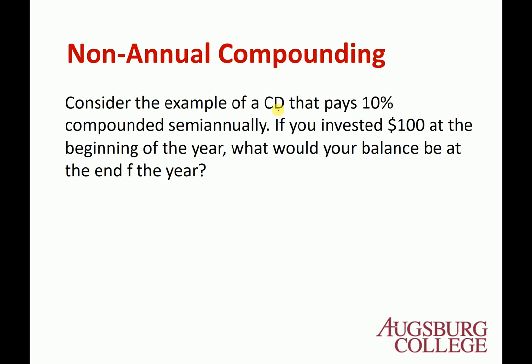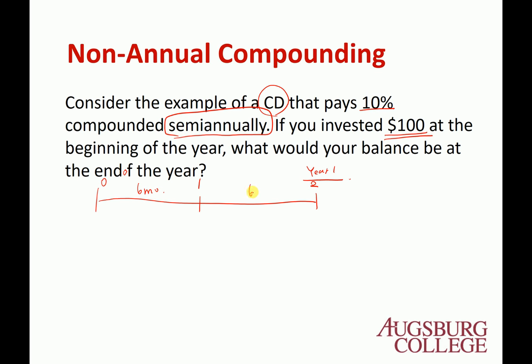Consider the example of a CD, a certificate of deposit. 10% compounded semi-annually. So it's not annual compounding, it's semi-annual compounding. You invest $100, what would your balance be at the end of the year? Now this is year one, right? However, because it compounds every 6 months, the first period is 6 months, the second period another 6 months. So your N should be changed to 2, which is 1 year times the number of compounding periods per year, right?